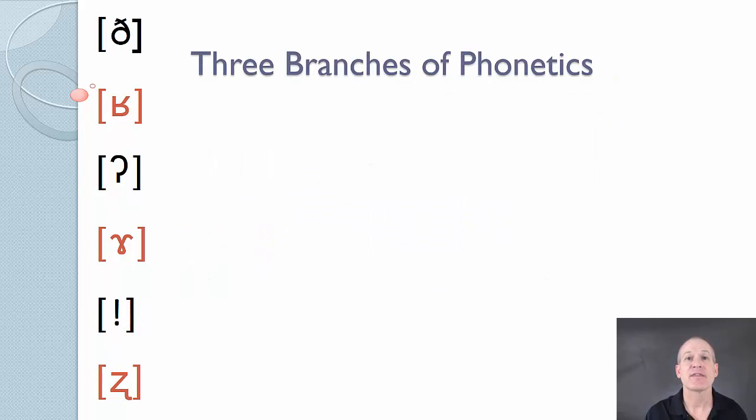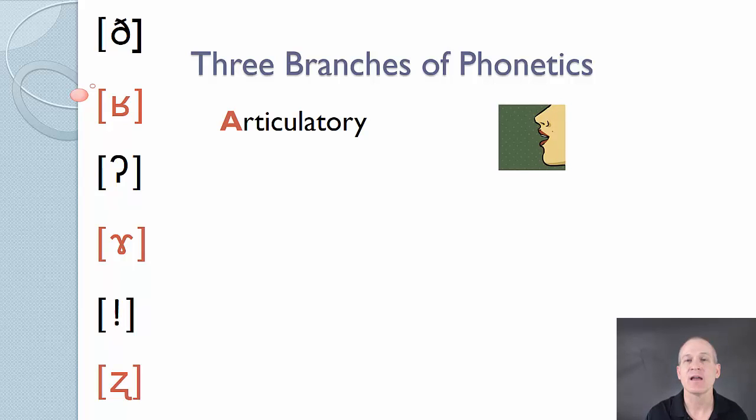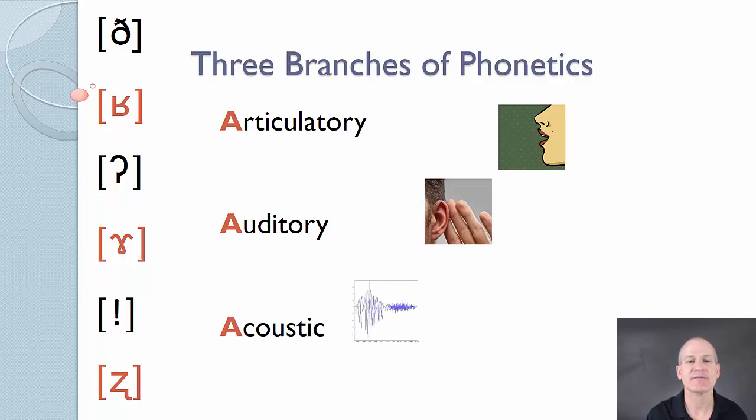There are 3 branches of phonetics, and we'll kind of walk through this twice. First, we'll take a look at just the basic name of what they're called. We have articulatory phonetics, we have auditory phonetics, and then finally we have acoustic phonetics. And so again, those are the 3 A's you can kind of remember.